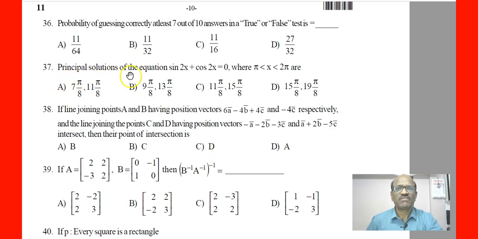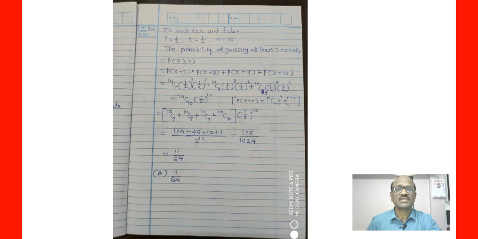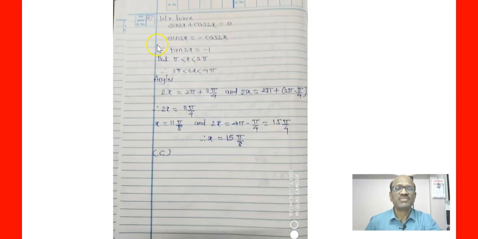The principal solution of the equation sin 2x plus cos 2x equals 0, where the value of x lies between pi to 2 pi. Now see this again. We have sin of 2x plus cos of 2x equals 0. Therefore, sin of 2x can be written as minus cos of 2x. Now divide both sides by cos of 2x. Then you will get tan of 2x equals minus 1. But what about the value of this? Our x lies between pi and 2 pi. Now multiply both sides of this inequality by 2. Then you will get 2 pi, 2x and 4 pi.